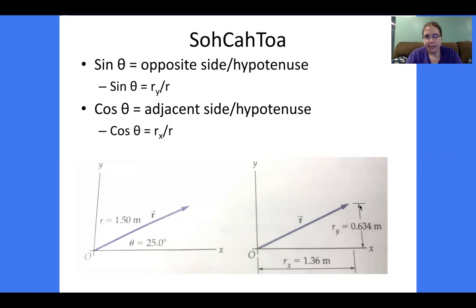So to find the 0.634, we take the sine of the angle, and as long as we know the hypotenuse, we can rearrange the equation to solve for what that opposite side is. Again, I'm going to show you how that's done. So in other words, we can reduce this: sine theta equals the y value, the y component of our resultant, divided by the resultant.